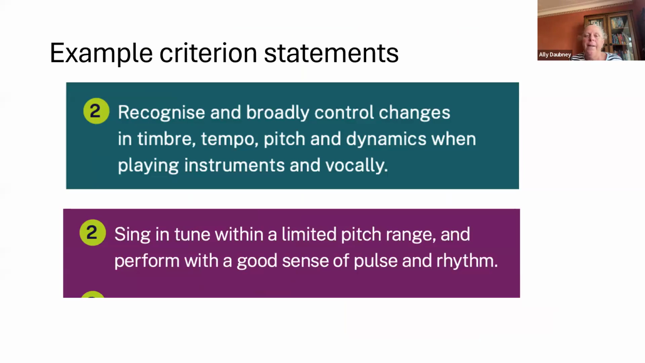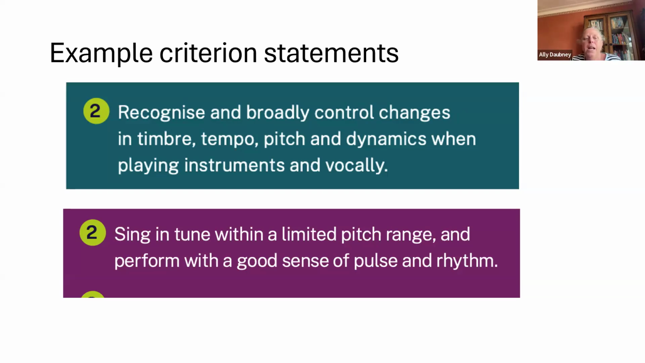So we took from stage A. Stage A might be that we're going to do loads and loads of things that help children to recognise and broadly control changes in timbre, tempo, pitch and dynamics when playing instruments and vocally. So the idea of control comes over time. Often little children are either really loud or they're really quiet, and there's not a lot in between. So we're trying to help them to develop this idea of developing control to change different things. So you would just have that as your criteria, and then your curriculum is built around potentially doing lots of things that explore this, and you can have a lot of fun with it.